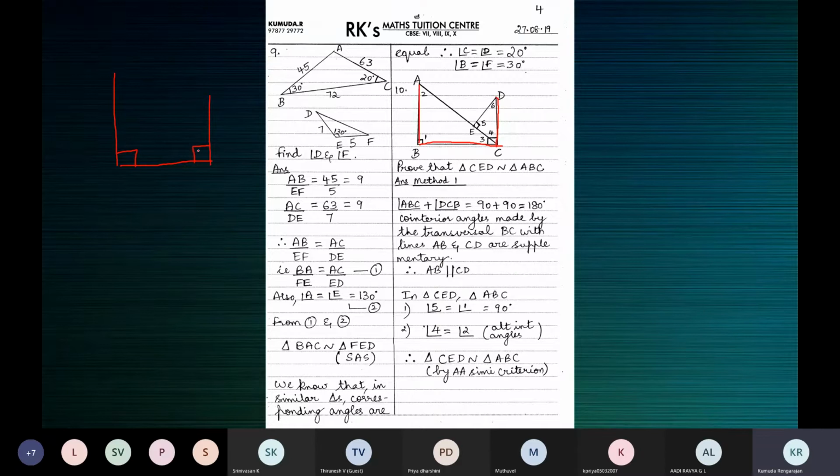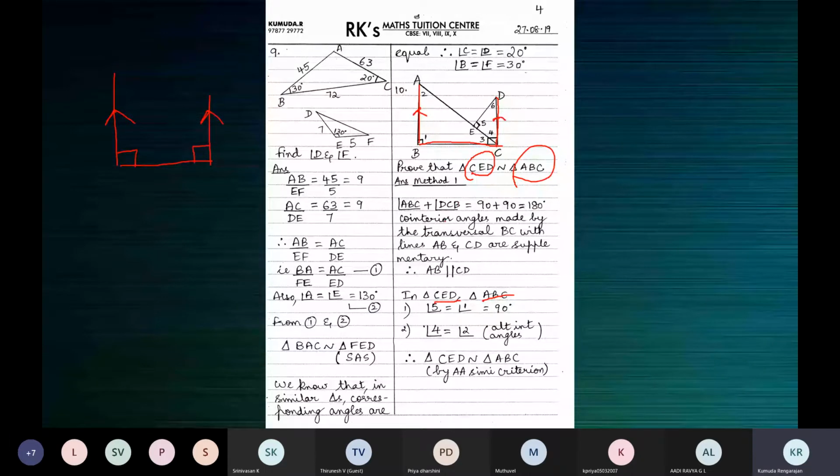So that's what you see here. AB is parallel to CD. Now we have to prove that triangle CED is similar to triangle ABC, which means we'll have to take up these two triangles. See, first prove that AB is parallel to DC because co-interior angles are supplementary. That's what you have to do first. And then take up the two triangles, CED and ABC.